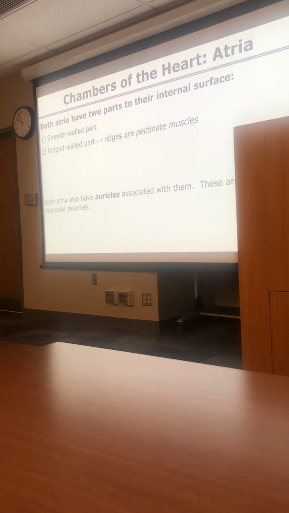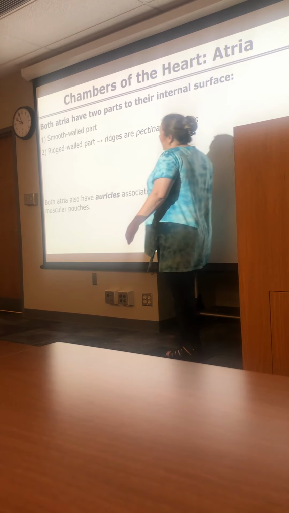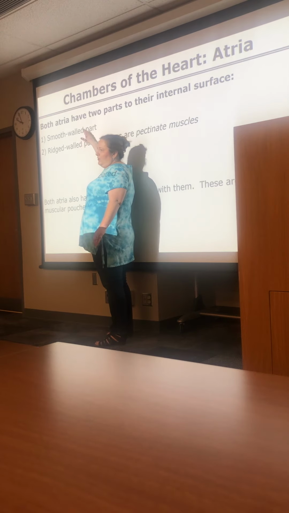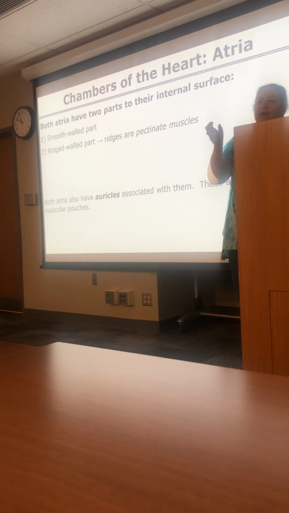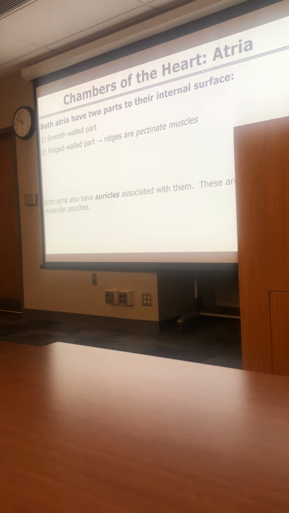So let's take a closer look at those chambers. First we have the two atria, and we've seen the atria from the external surface, but now we want to look at the inside of them. When we look inside the atria, we see that the internal surface has a smooth walled part and a ridge walled part. This difference has to do with embryonic development, because these two parts came from two different embryonic structures. The ridges are actually just cardiac muscle that's grouped together and created ridges along the wall, and you call those ridges pectinate muscles. So if you see the ridges along the wall when you're in the atria, you're going to call them pectinate muscles. Both atria also have auricles associated with them.